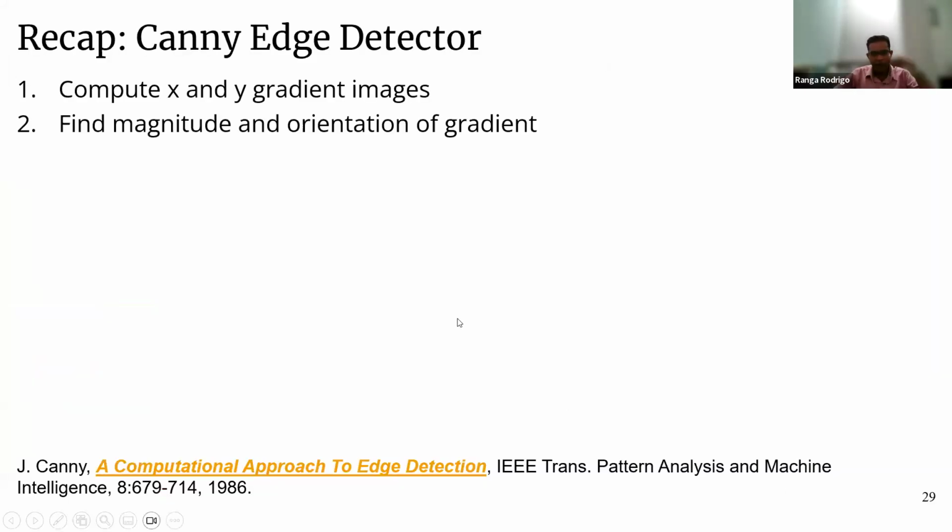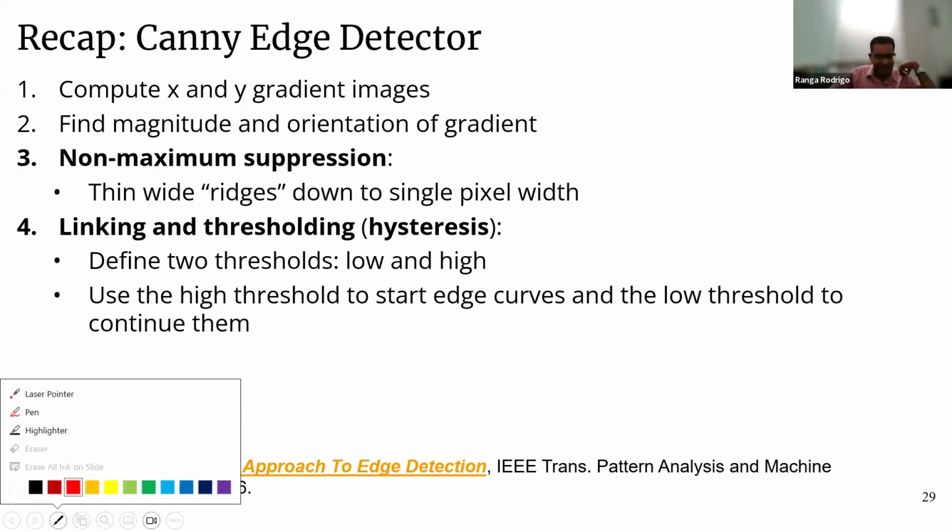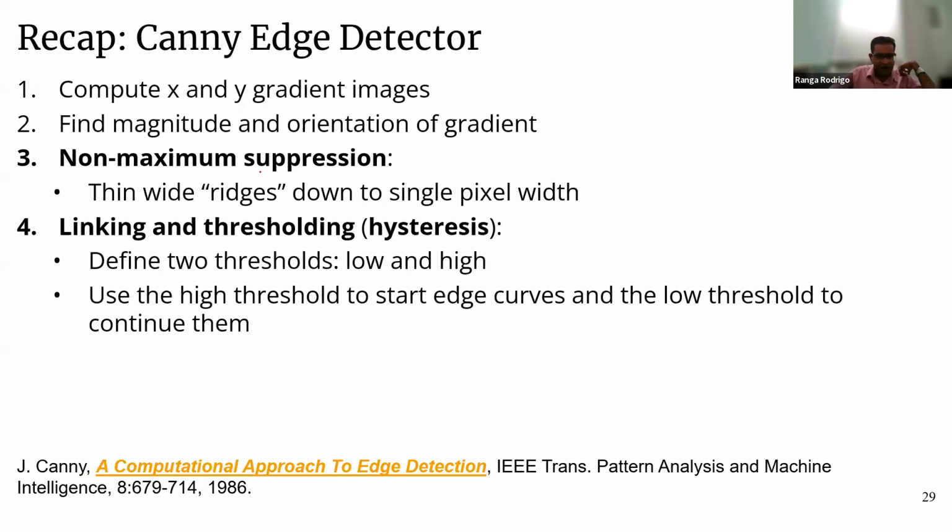I hope you can understand that in the Canny detector, we compute the X gradients in the image and the Y gradients in the image, and then find the gradient magnitude. Then we do gradient non-maximal suppression. Remember, we have to thin down the edges. Then linking and thresholding with hysteresis: define two thresholds, low and high, using the high threshold to start the edge curves and the low threshold to continue them. I hope that this is clear to you now. Any questions? Okay, we can move forward.